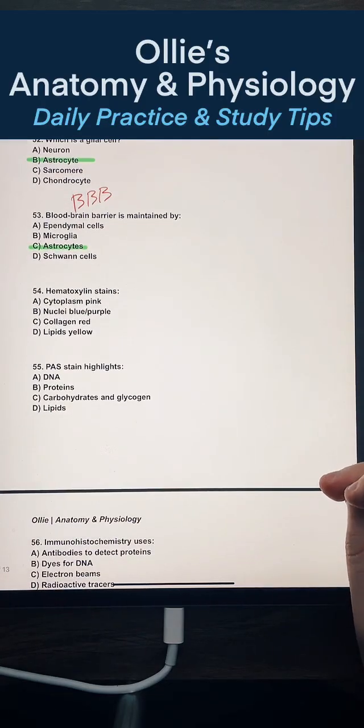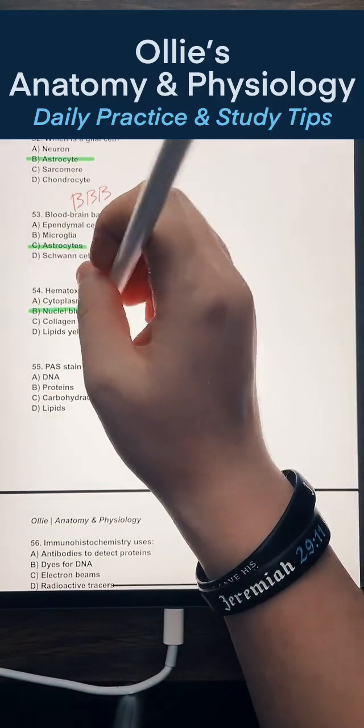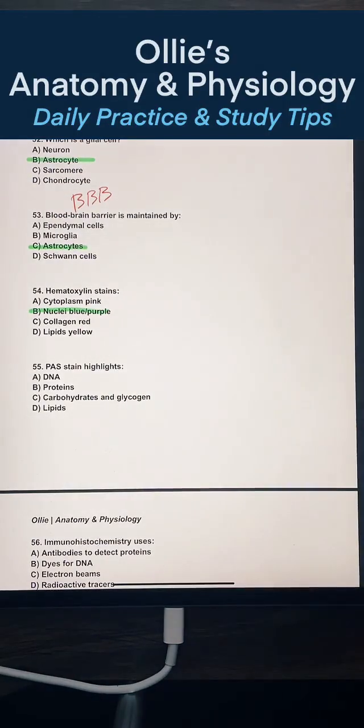Number 54, hematoxylin stains what? A, B, C, or D? What do you guys think for this one? Number 54, the answer is B. It's going to stain the nuclei blue or purple. Hematoxylin is a basic dye that binds to acidic DNA or RNA.